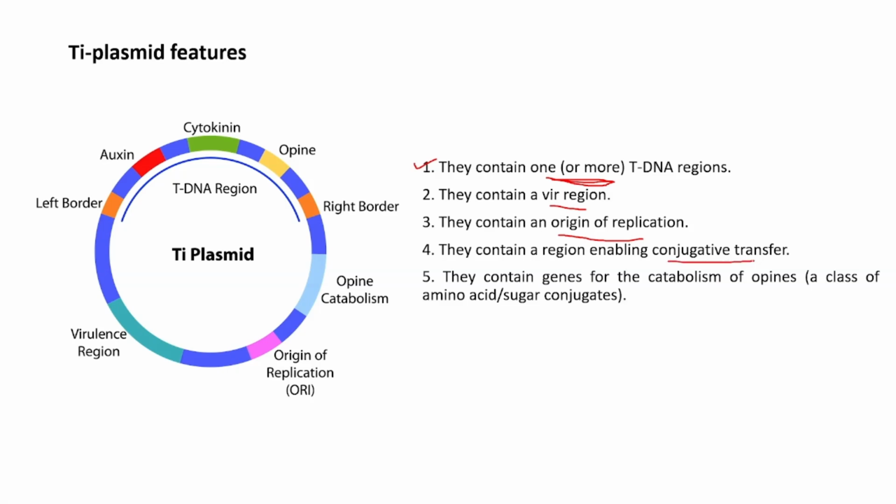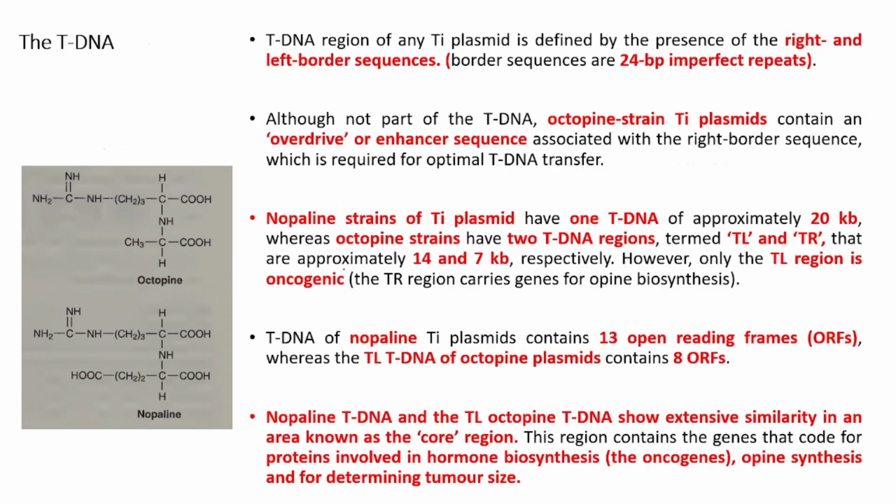And apart from that, it should contain catabolism of opine genes. So opine catabolism genes, because these opines are actually the sources of bacterial nutrition, and during the infection and during the development of the tumor, these opines are the only source on which the bacteria will survive. So now we come to the detailed description of tDNA.